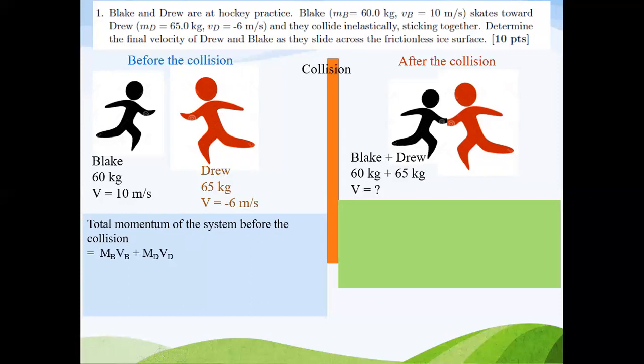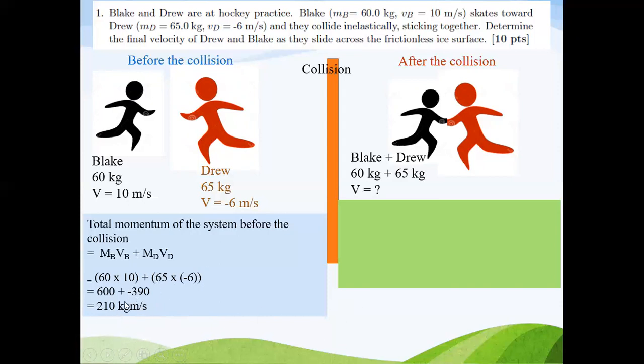So we need to calculate the momentum of Blake. That's his mass times his velocity. I denoted it by symbols: mass of Blake times velocity of Blake, plus the momentum of Drew, that's mass of Drew times the velocity of Drew, right? Then let's substitute the numbers. So here it's 60 times 10 because Blake's mass is 60 and the velocity is 10. Then I need to add the momentum of Drew, which is 65 times -6. So you may do your calculations. 60 times 10 is 600, 65 times -6 is -390. So basically you are subtracting 390 from 600. So I end up getting 210 kilogram meters per second. I'm using a calculator here, so I can make mistakes. So please do your calculations by yourself.